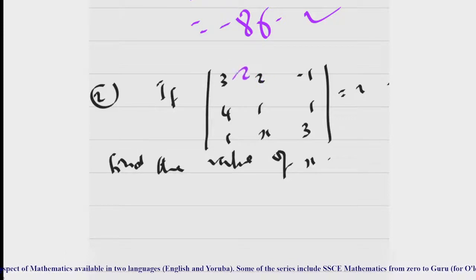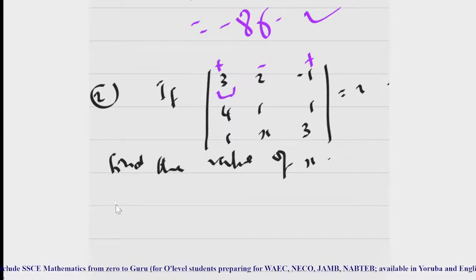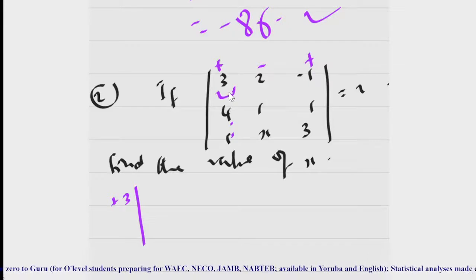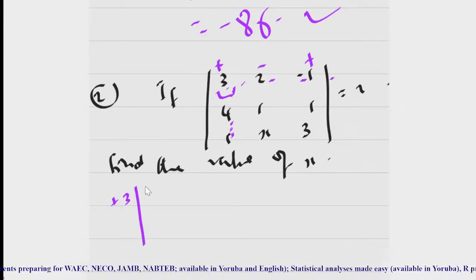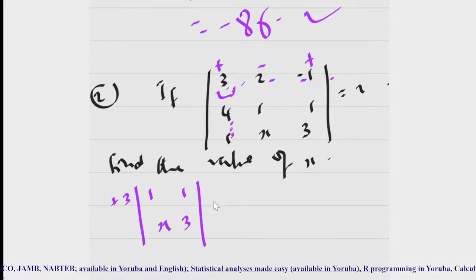Suppose I want to take this element, you have to indicate the sign on the cofactor. You have plus, minus, plus. I hope you understand. And since the determinant is the sum of the product of an element and its cofactor, then you take the elements one by one. You have plus 3, okay? And you take the minor of 3. Don't forget minor is obtained by clearing the row as well as the column. Then I have 1, 1, x, 3. You understand now?